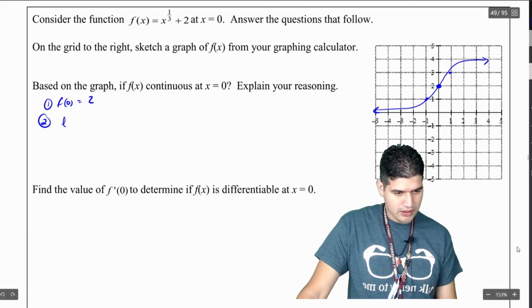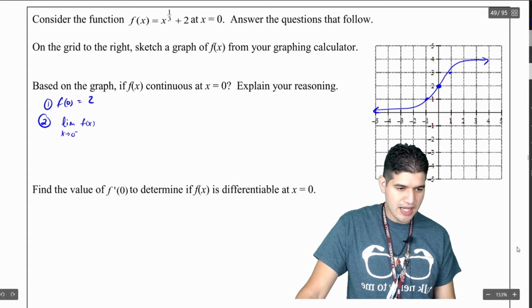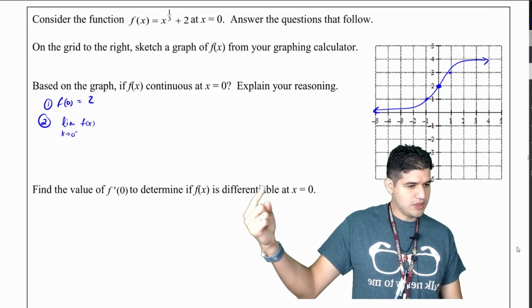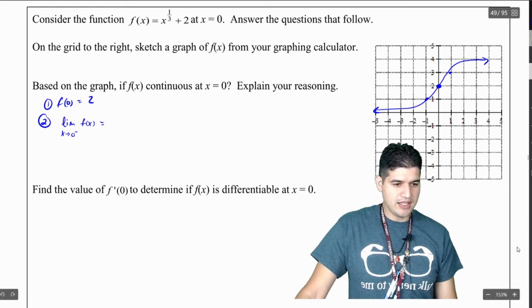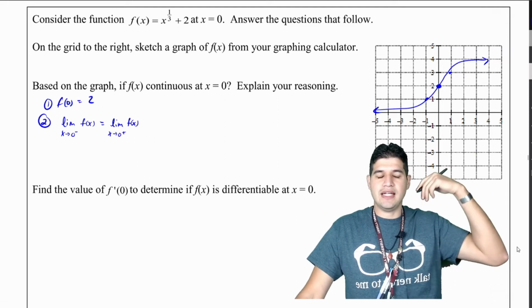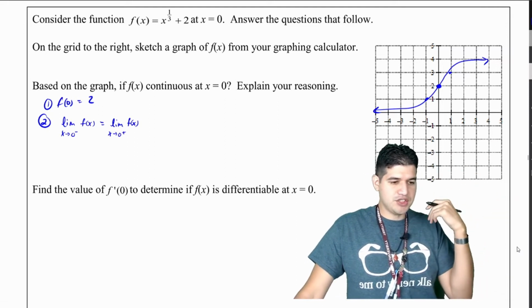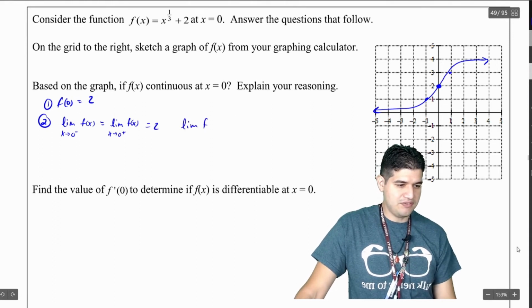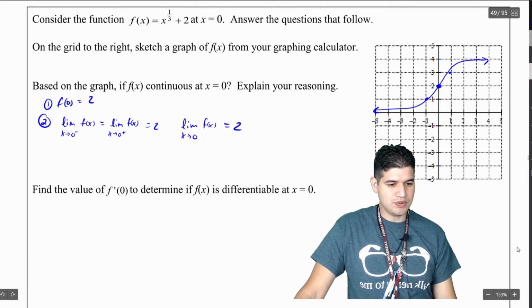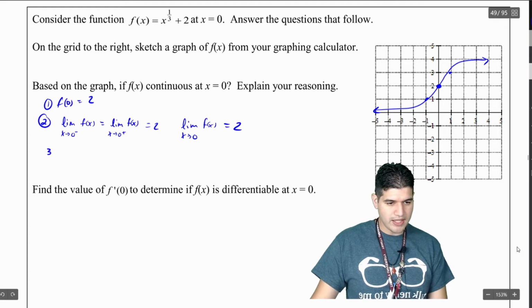All right, so our limit of f of x as x approaches 0 from the left, that's equal to 2, okay? So you see it approaching 2 from the left side. And that equals the limit of f of x as x approaches 0 from the right. And you see it also from the right side, it is approaching 2 as well. And so they both equal 2. So that means that the limit of f of x as x approaches 0 from both directions is equal to 2.